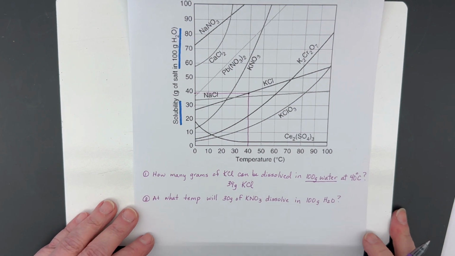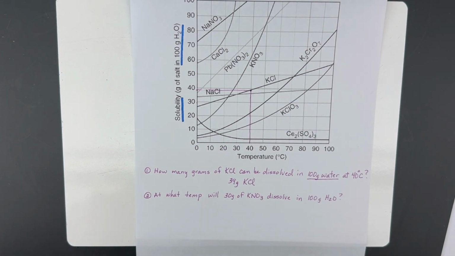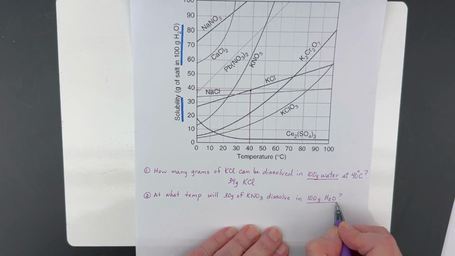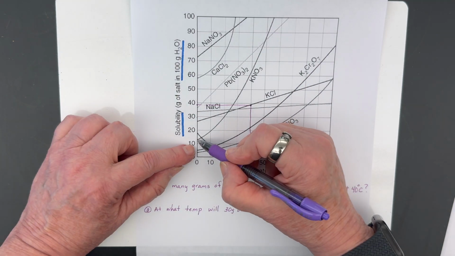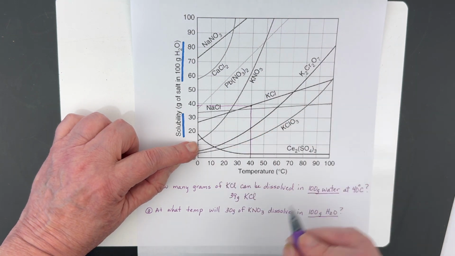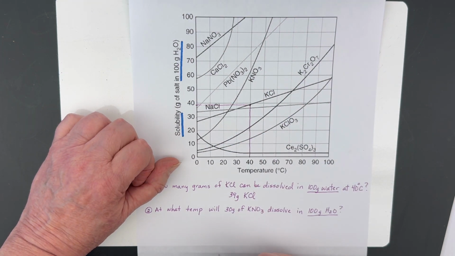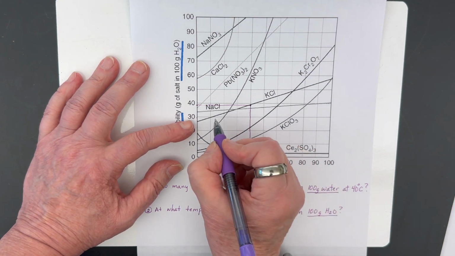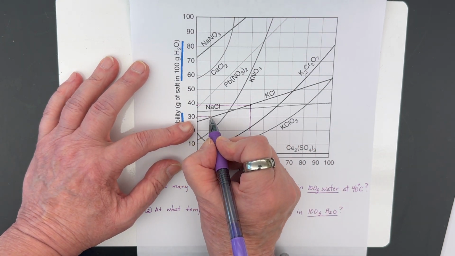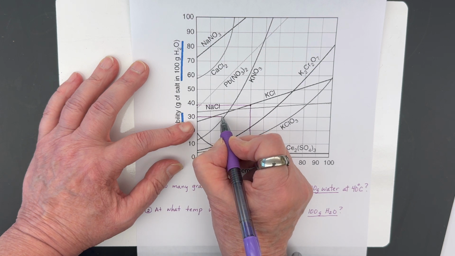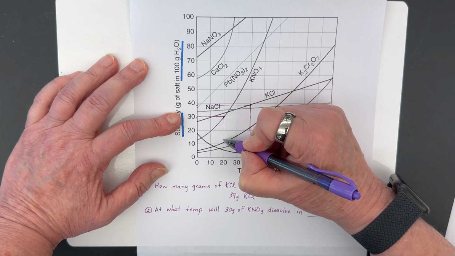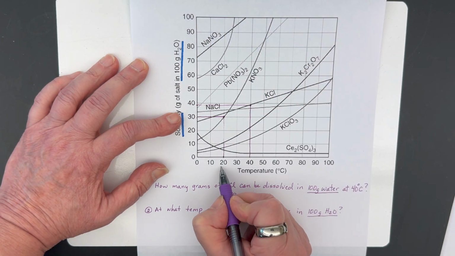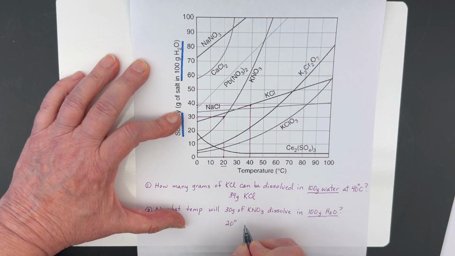For our second problem, we're asked, at what temperature will 30 grams of KNO3 dissolve in 100 grams of water? Again, 100 grams of water, so we can use our chart. We want to look at our KNO3 line, which is this one, and we want to find out when 30 grams will dissolve. So here's our grams. We're going to go across at 30 until we hit our KNO3 line, which is this one. And then we're going to go down to see what temperature it was when that happened. And we were at 20 degrees, so 20 degrees Celsius.